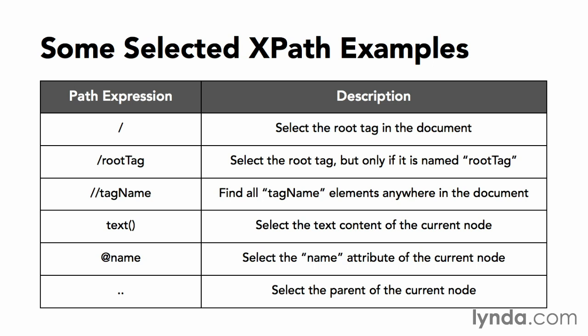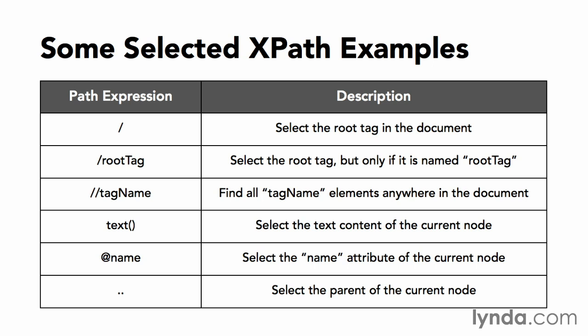The next example, text() with the parentheses, selects the text content of the current node. There's a couple of different functions you can use, but text is one of them. The next example, @name, basically says select the name attribute of the current node. So you select attributes by putting the @ symbol in front of them. And then the 2 periods means select the parent of the current node. And that's kind of how a directory structure works as well. When you're in a command prompt and you type cd and then 2 periods, that means go up a directory. And in XPath, it's the same thing.